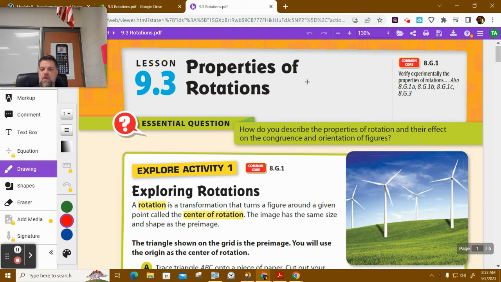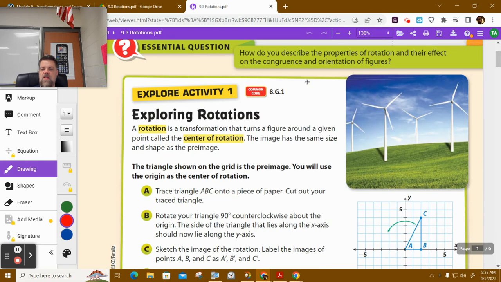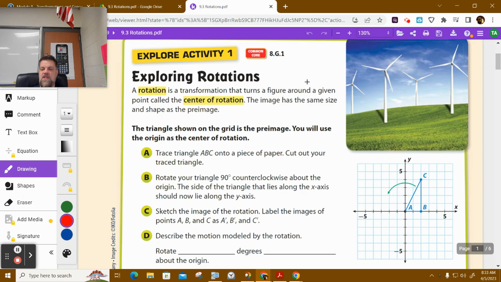So today we've done translations, we've done reflections. Another way that we could transform things is that we're going to do rotations. Okay? So what is a rotation? Well, a rotation is a transformation that turns a figure around a given point called the center of rotation. And then that image has the same size and shape as the pre-image, but what do you notice that's missing? Not the same orientation. So write that in real quick. Not the same orientation.